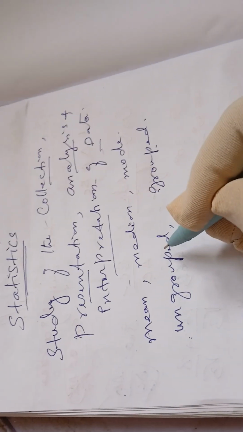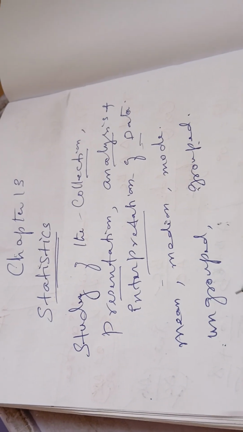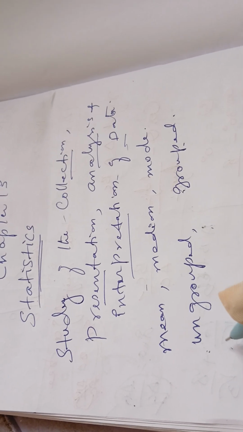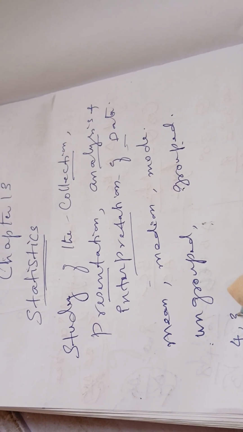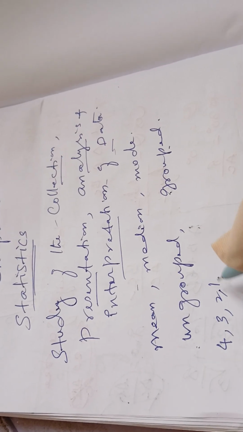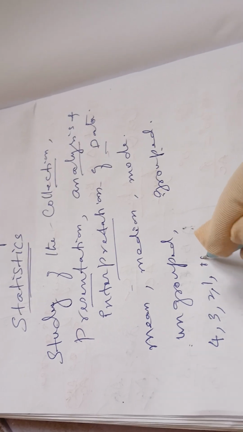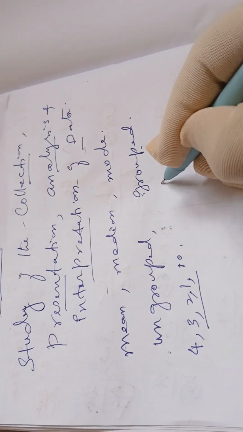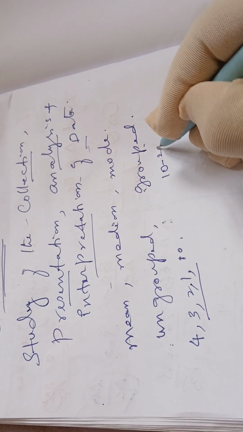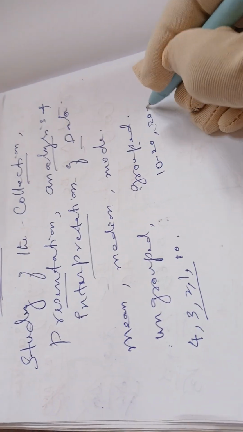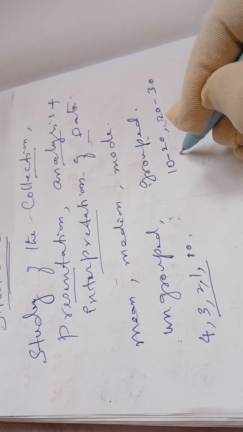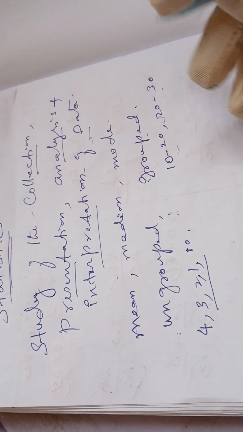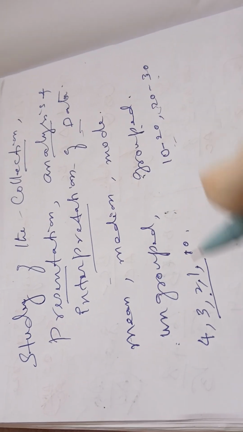In 9th standard you have studied the ungrouped data. Ungrouped data is raw data in the form of 4, 3, 2, 1. Like this, if the data is given, that is the ungrouped data. Group data is said to be the data in the range of 10 to 20, 20 to 30. Like this, if the range is defined, that is group data. So this is ungrouped and group data.